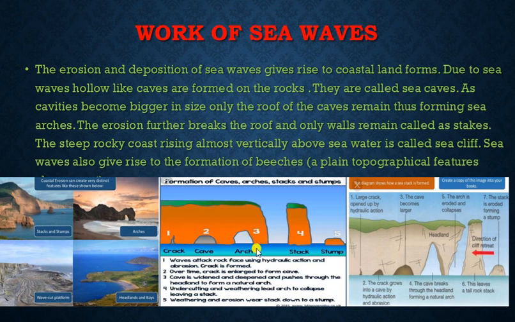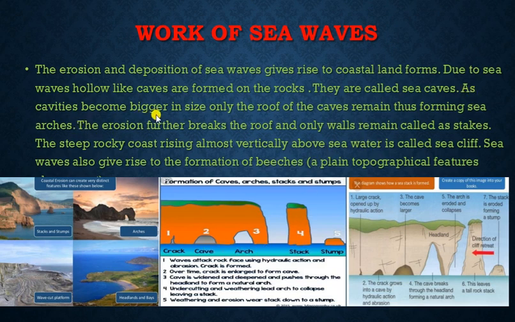When the arches are completely eroded in between, then a stack is formed, meaning this rock and this rock were connected by a roof, by an arch. When this arch got continuously eroded by the action of sea waves, the connection between these two separated and this rock stood separate as a stack. When this stack is further eroded, it will give rise to the formation of a stump. That's how erosion of waves takes place.